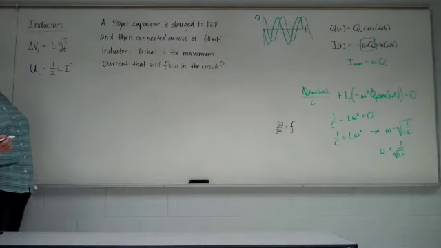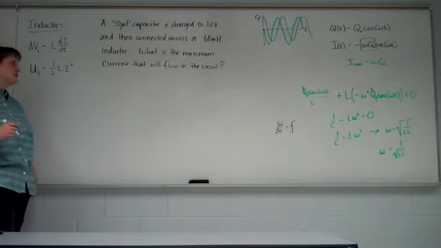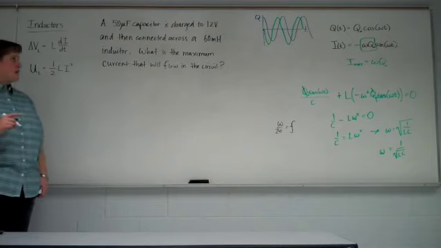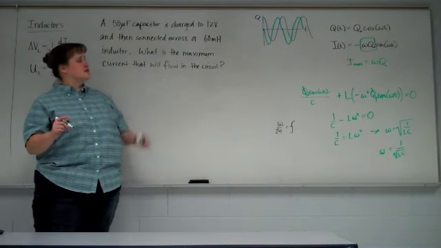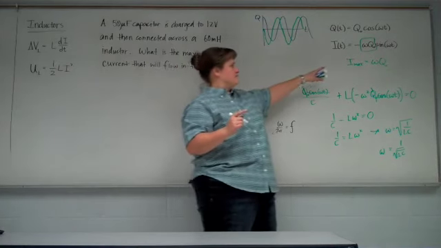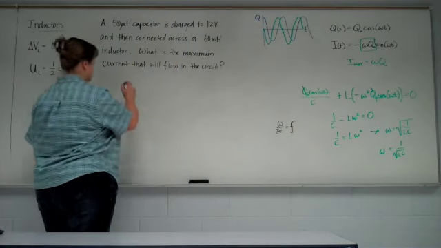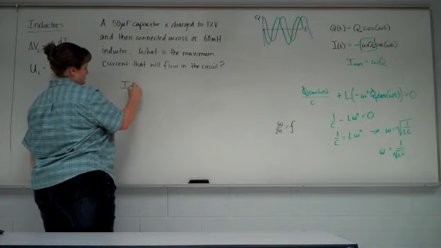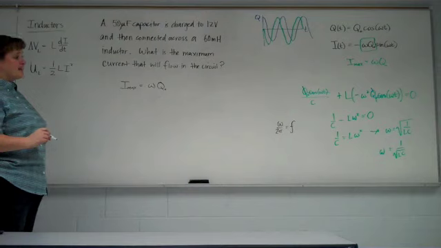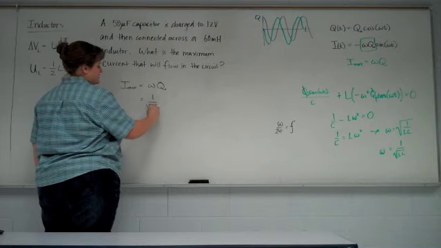So a 50 microfarad capacitor, we charged it to 12 volts and then connected it across a 60 millihenry inductor. What is the maximum current that will flow in the circuit? So capacitor, inductor, this makes it an LC circuit. We know I max is omega times Q naught. Omega we can find easily: 1 over the square root of LC.